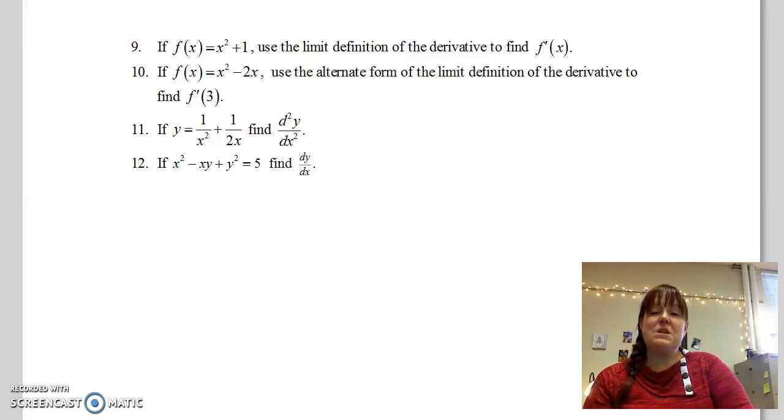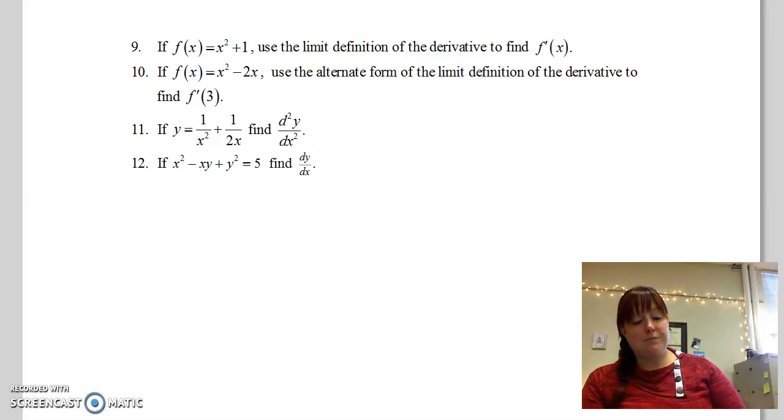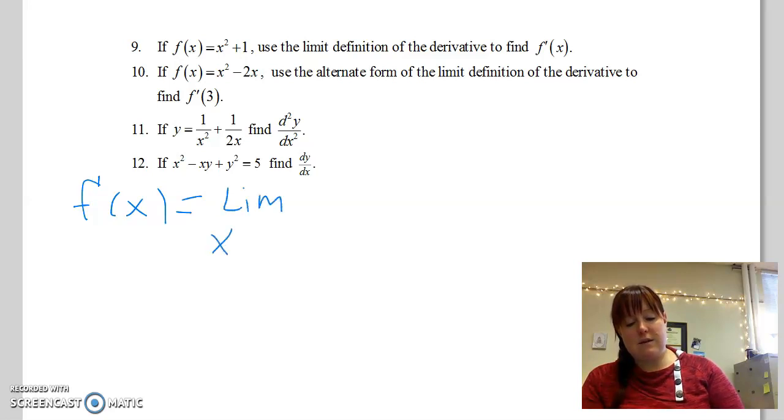But the great thing is because you know the power rule, you can always check your limit definition to see if you did all of your algebra right. So, let's just get into it. Okay, so f prime of x equals the limit as h. That would have been the alternate definition.